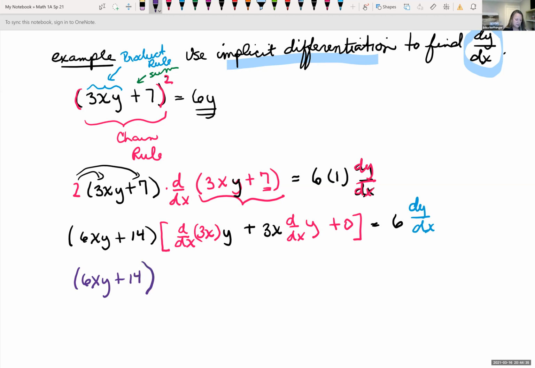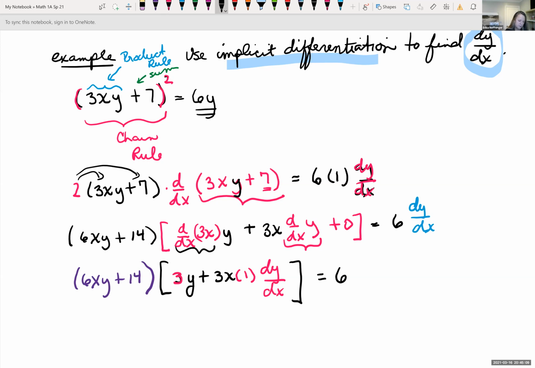And now let's look at the derivative using that product rule. We have the derivative of the first piece, 3x. That's just 3, times y, plus 3x times the derivative of y. So the derivative of y is 1, but it's in terms of y, so dy/dx. Close this off, equals 6 dy/dx.